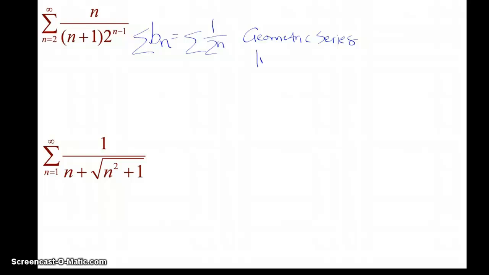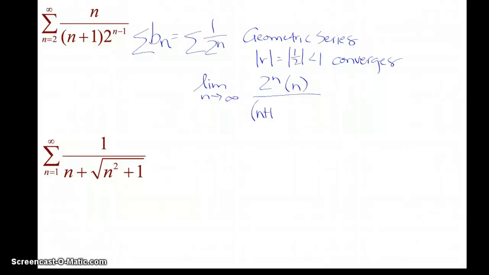I would show the absolute value of r is 1/2, which is less than 1. For a geometric series, I know that converges. So I would say the limit as n approaches infinity, 2 to the n times n. I've taken b sub n and flipped it and am multiplying straight across. N plus 1, 2 to the quantity n minus 1. So again, for large n, that's acting like 1.